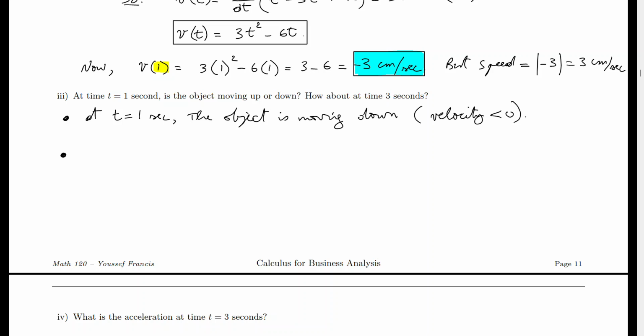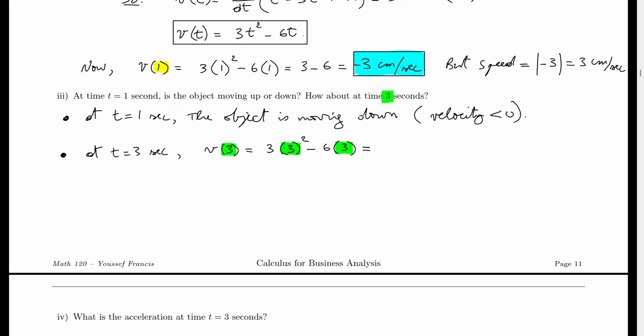And for the second part of the problem, I need to know what's going on at 3 seconds. So let's see. At t equal to 3 seconds, I will need to find first the velocity at 3. So I'm going to take the velocity equation, which was 3t squared minus 6t, and I'll have to plug in the value 3 for all the t's.